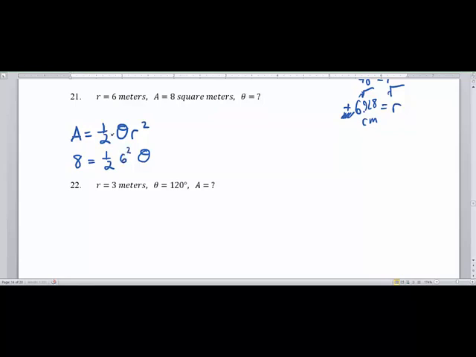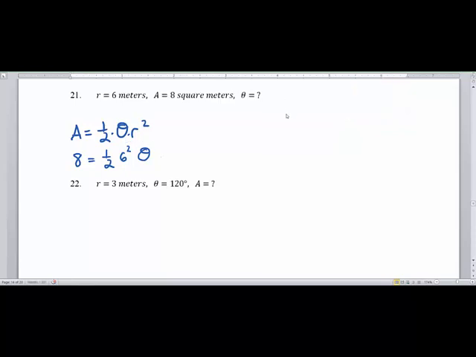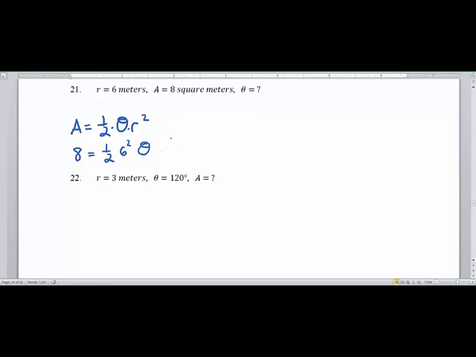You can reorder these multipliers here, because multiplication is commutative. I'm going to continue to write this problem over here and simplify it a bit more. So the 8 is equal to 1/2 times 36 times theta. And 8 is equal to, let's see, 1/2 times 36, that would be 18 theta.